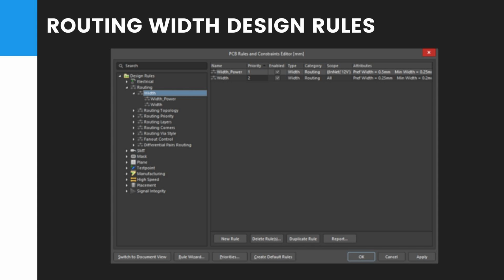For example, when the tutorial design includes a number of signal nets and 2 power nets, the default routing width rule can be configured at 0.25 mm for the signal nets. This rule will target all nets in the design by setting the rule scope to all. Even though a scope of all also targets the power nets, these can be specifically targeted by adding a second, higher priority rule with a scope of InNet('12V') or InNet('GND').